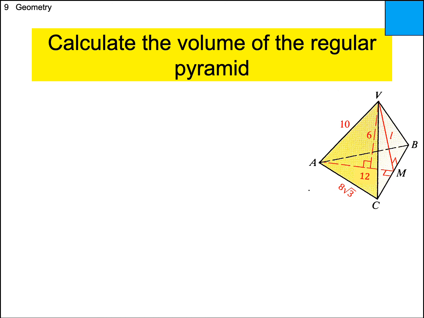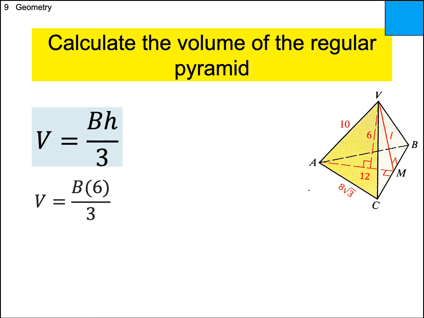Remember, 12.4, is it? Is it 12.4? 12.4 says the volume is equal to capital B, which is the base area, times the height, divided by 3. All right, let's see if we can do this one quickly. Capital B or H, which one do we know immediately? We know H. H is 6. 6 divided by 3 is 2. So basically 2 times the base area and we're done.